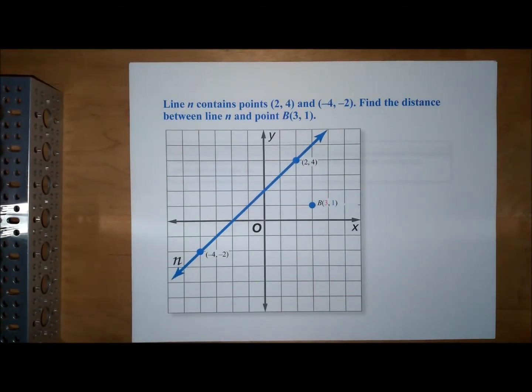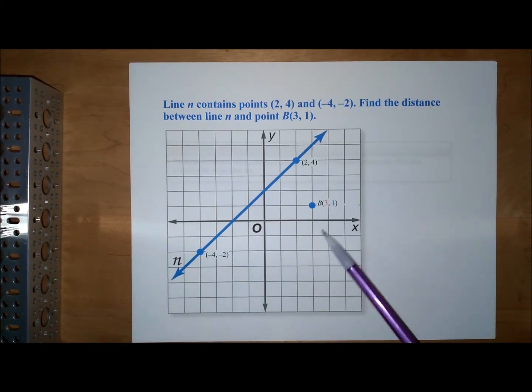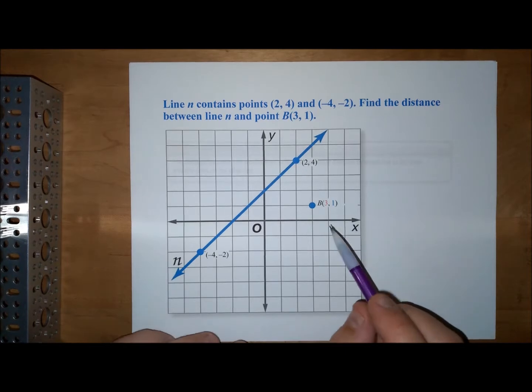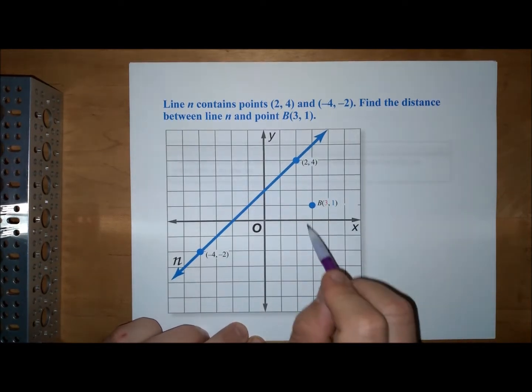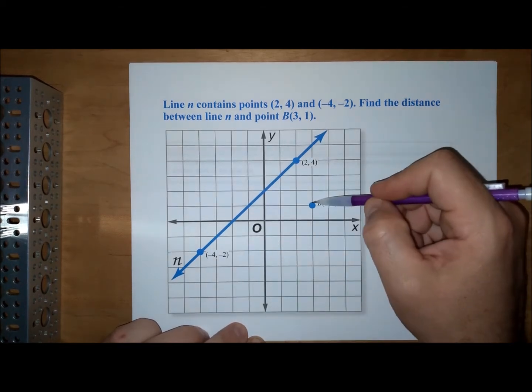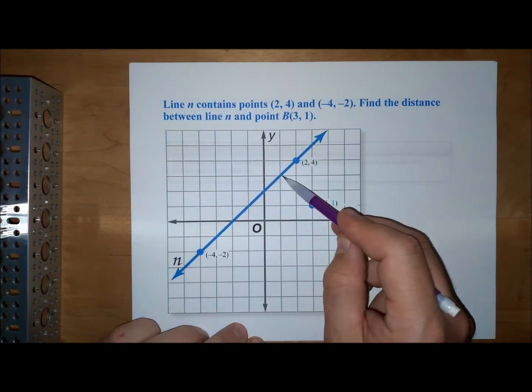All right, let's take a look at this problem. Here, line N contains points (2, 4) and (-4, -2). And I want us to find the distance between line N and this point B that's located at (3, 1). Okay? Now, it's important when you look at a problem like this that you understand the distance from point B to this line. It's not this distance, and it's not this distance. It is the perpendicular distance to that line.